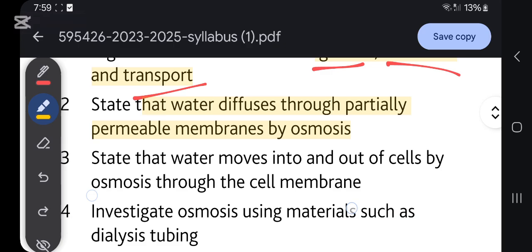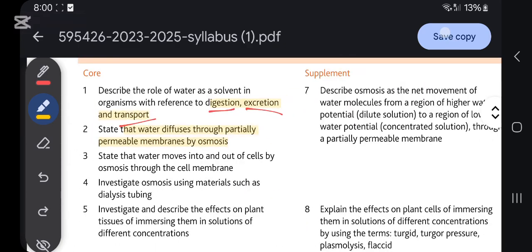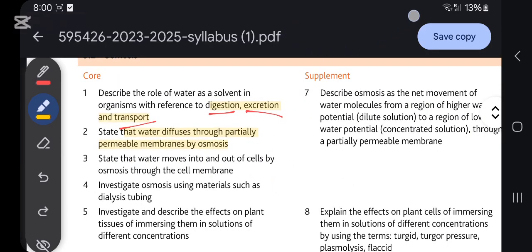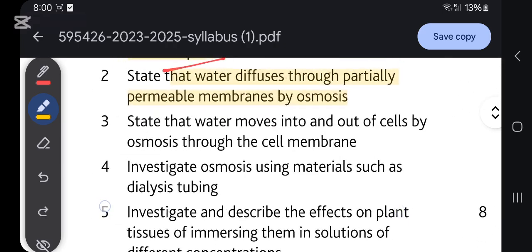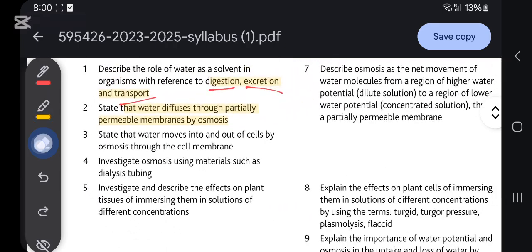Next, water diffuses through a partially permeable membrane. Which is the partially permeable membrane? It is the cell membrane. We have discussed before: the cell wall allows almost everything to pass through, but the cell membrane is the one that controls what should enter and what should go out. Water moves into and out of the cells through the cell membrane. The cell membrane allows smaller substances to pass through, but not bigger ones.